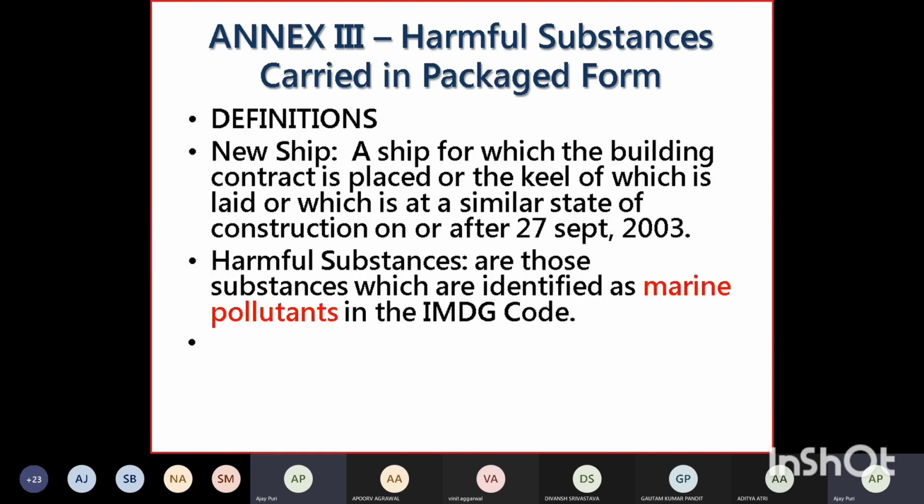तो इसमें न्यू शिप होगा एज पर NX3, any ship which has been built on or after 27 September 2003.